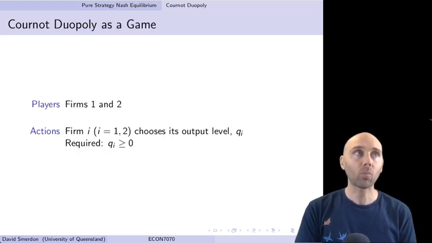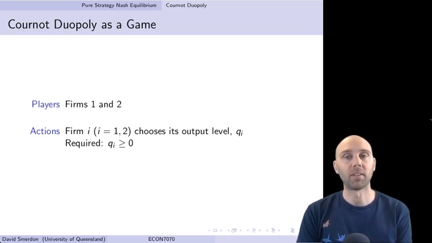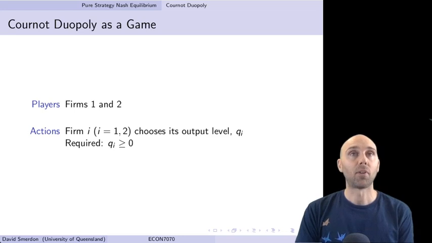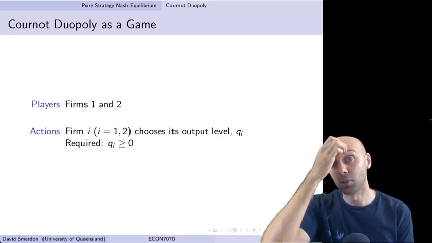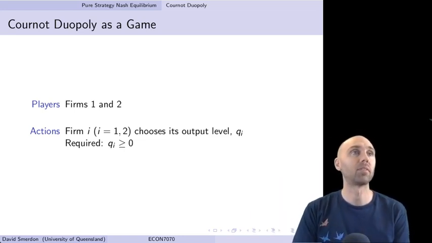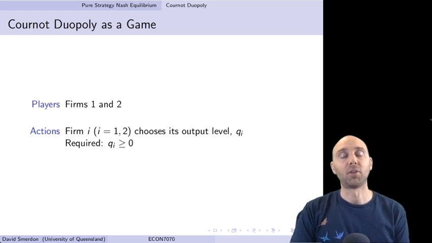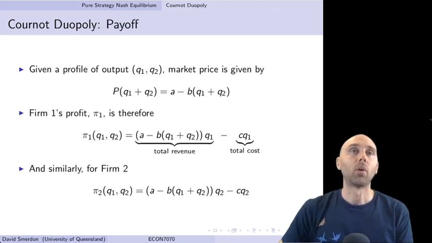We need the actions. Well, both firms in this case, in a Cournot duopoly, are competing on quantity. So each firm chooses its output level, which we will call little q1 or little q2. And we impose some basic restriction that you can't produce a negative output. And we need payoffs. So how do we work out the payoffs?